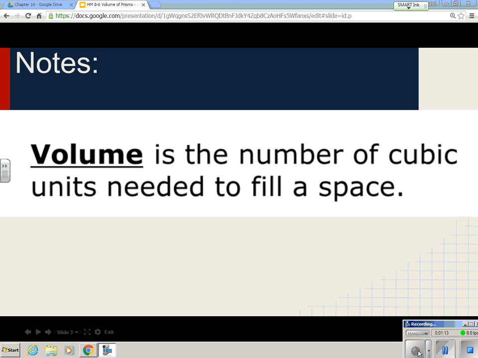All right, so what again is volume? Volume is the number of cubic units needed to fill a space. So how much you can fill up inside of something. Write this down before moving on.